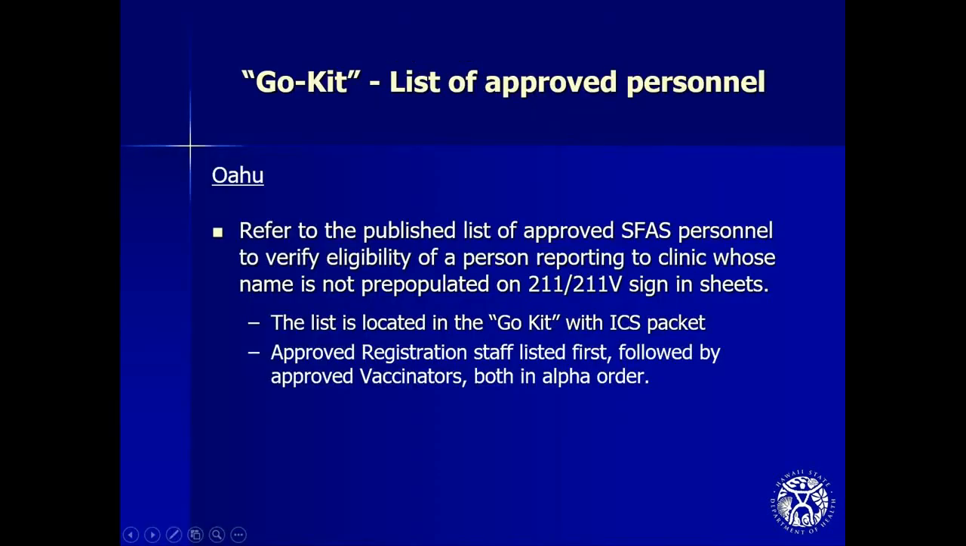Clinic managers should refer to the published list of approved SFAS personnel to verify eligibility of a person reporting to clinic whose name is not pre-populated on the sign-in sheets. This list is located in the Go Kit with the ICS packet. Note that the approved registration staff are listed first, followed by the approved vaccinators. Both lists are in alphabetical order.